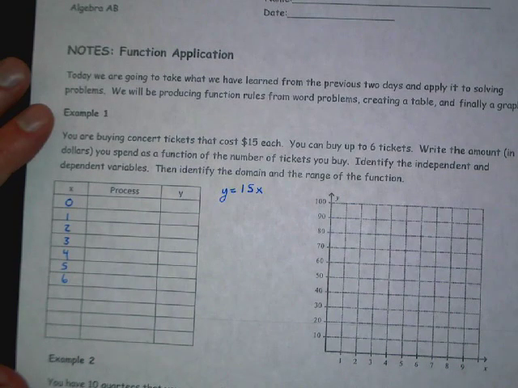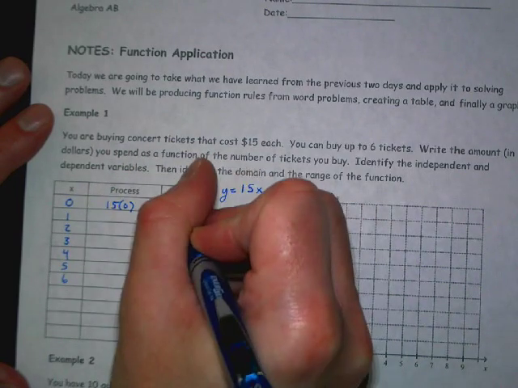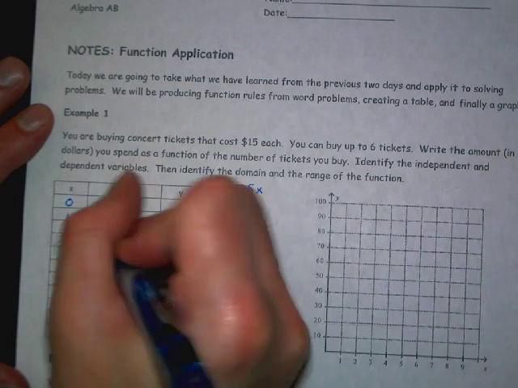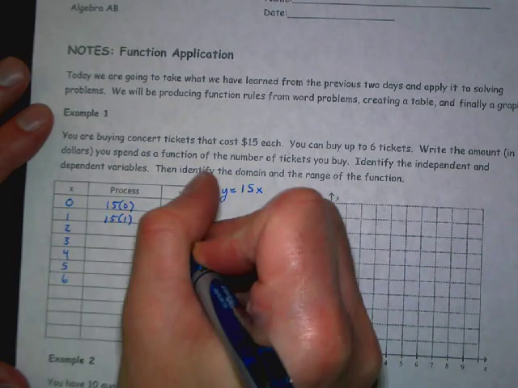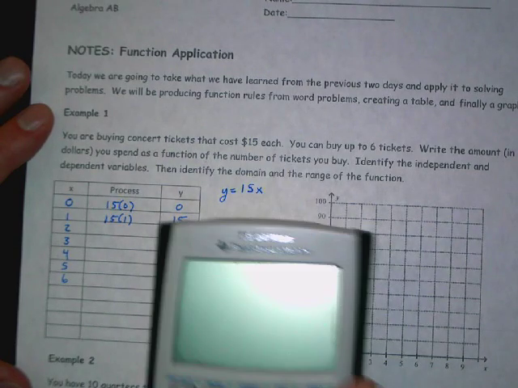Okay, if you wanted to fill in the process, this is what it would look like. 15 times 0 would be 0. 15 times 1 gives a cost of 15, and so on. See the pattern there?